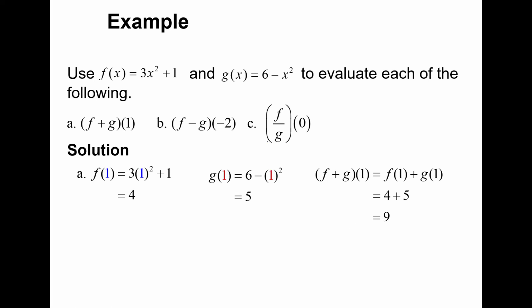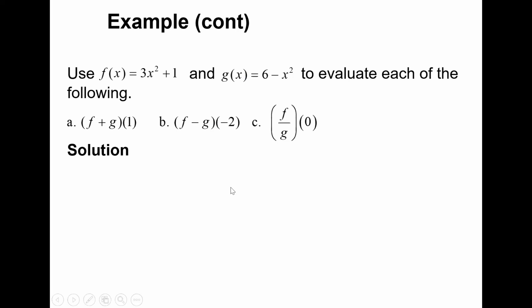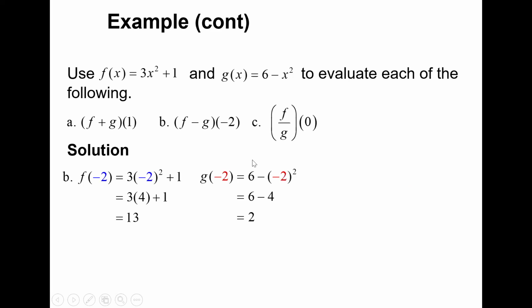And so this is what they might show you, and they might say, this is what you need to do. But really, all you're doing is finding f of 1, g of 1, and then adding the two together to get your 9. Same thing goes for here. Now we're going to plug in negative 2 here and negative 2 here, and then we're going to just take the difference. So doing that, f of negative 2 gives us 13. g of negative 2 gives us 2. And when we take f minus g of negative 2, we end up with 11, because we're taking 13 minus 2 and we get 11.